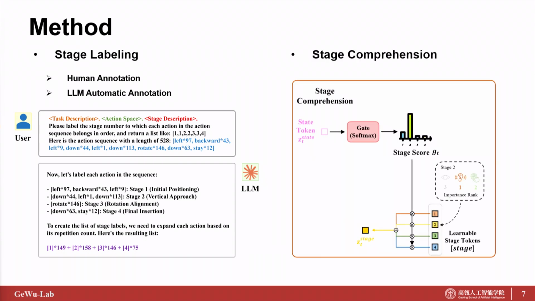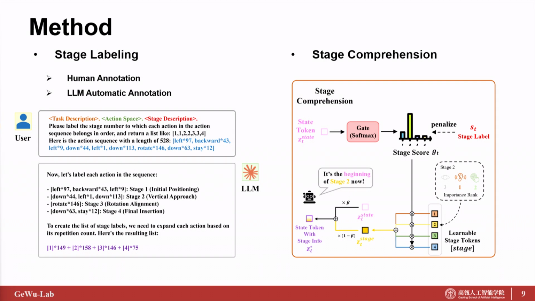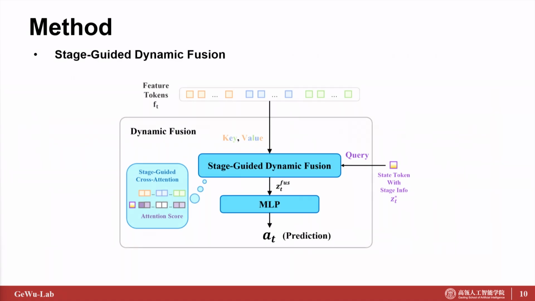We then use a gate network to predict the current task stage by weighting a set of learnable stage tokens. We use the stage labels to supervise the stage prediction scores. Then, we inject the stage information into the state token, achieving coarse-grained task stage comprehension. Based on the state token infused with the stage information, we can perform stage-guided dynamic multisensory fusion now. We use the new state token as query and dynamically focus on the modalities needed for the current task stage through cross-attention. The final action prediction is made using the fused feature.